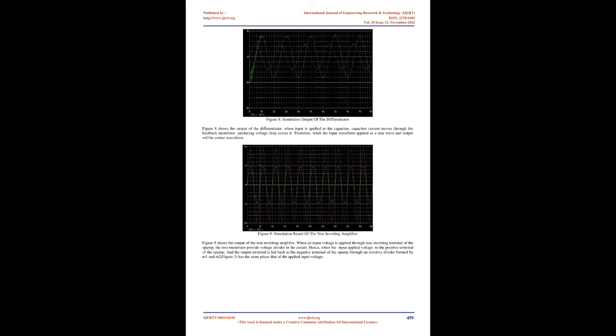Simulation results. The OrCAD-PSPICE version 16.0 has been used for simulation 8. Figure 5, simulation circuit of ideal memristor. Figure 5 shows the circuit connection for simulating the ideal memristor characteristics. Figure 6, hysteresis waveform of memristor.